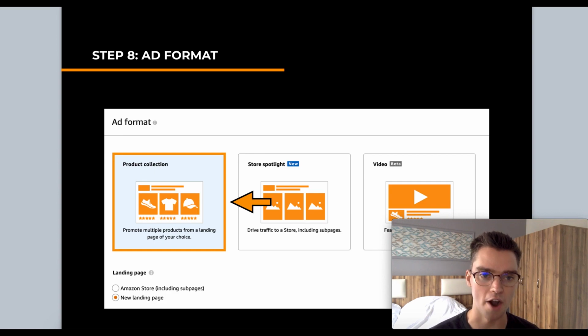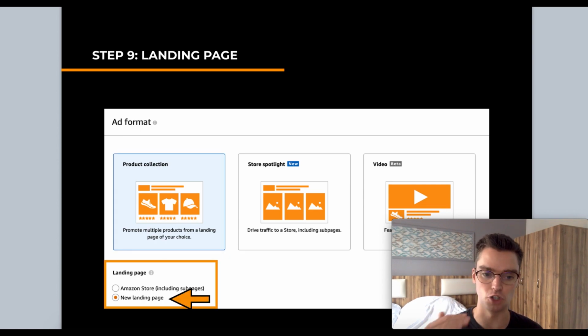Next, Amazon will require you to select an ad format. So for headline search ads, you're going to want to select product collection. And then in this section, you have two options. You can either have Amazon create a new landing page, or you can utilize your Amazon store. So number one, if you don't already have an Amazon store, you want to select new landing page because you don't have an Amazon store.